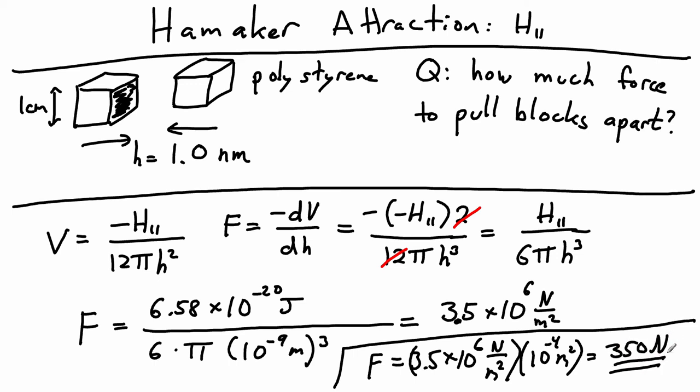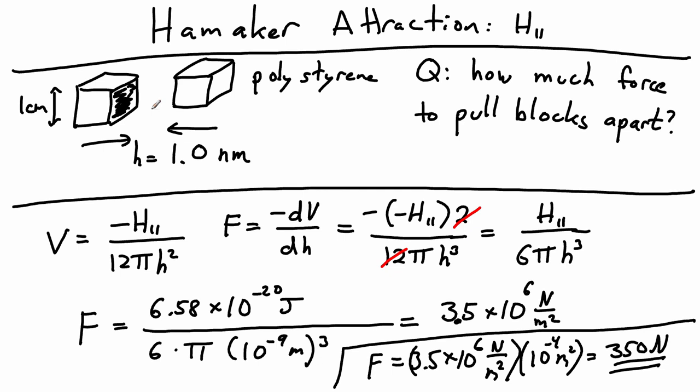Now that is actually a pretty big force. That's equivalent to about 80 pounds. So think about this. If you tried to pull apart these little styrofoam blocks, really the size of a pair of dice, there'd be 80 pounds of force necessary to do so. And since Hamaker attraction is present in all objects, you might wonder why you're able to pick your mouse off your desk, or anything else when it's all held together by Hamaker attraction.